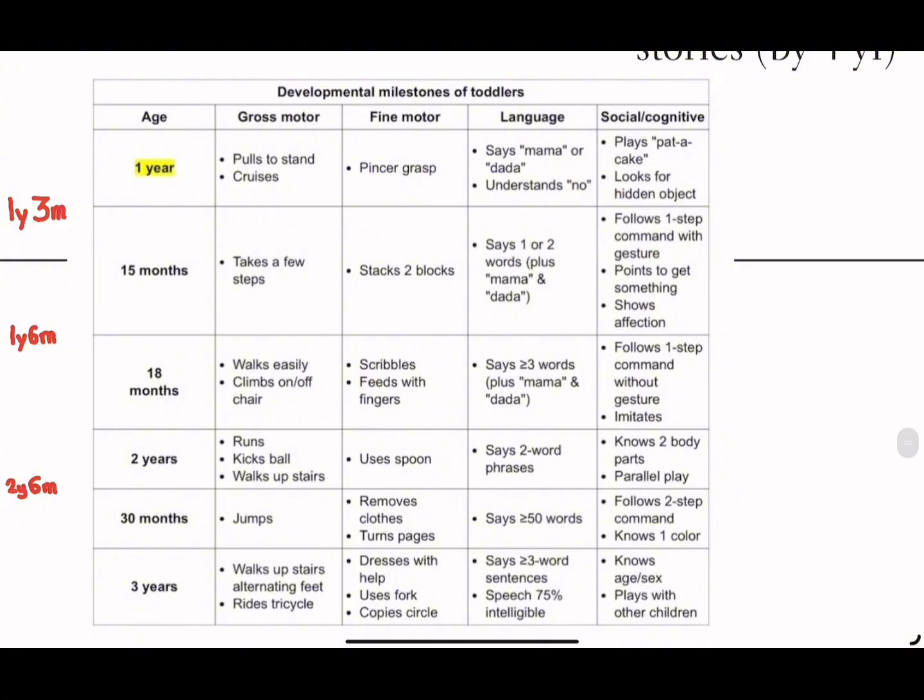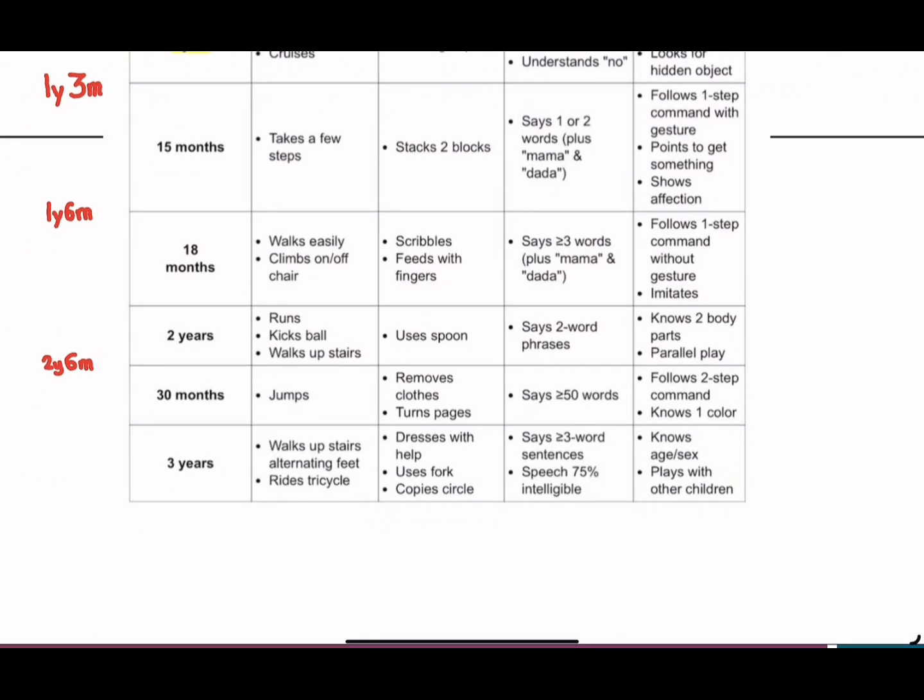Says mama and dada. First year, okay, understands no, okay, please, bat, cake. Okay, looks for hidden objects. 15, takes a few steps, stacks 2 blocks. Says 1 or 2 words. Follows first step command with gestures. Points to something, shows affection. Yeah, we said points to something. That was 6 and 6, so that's 12.